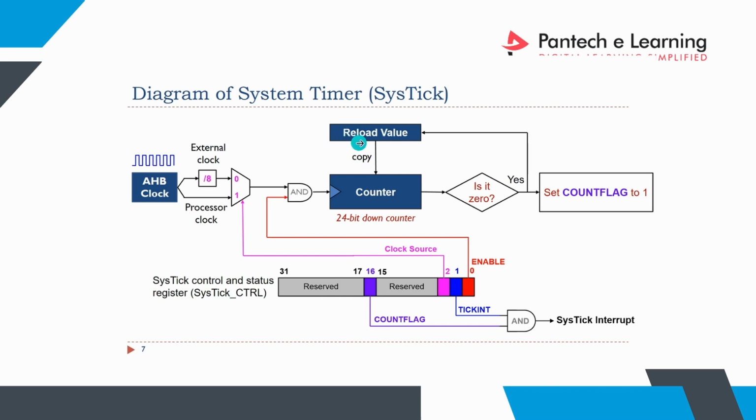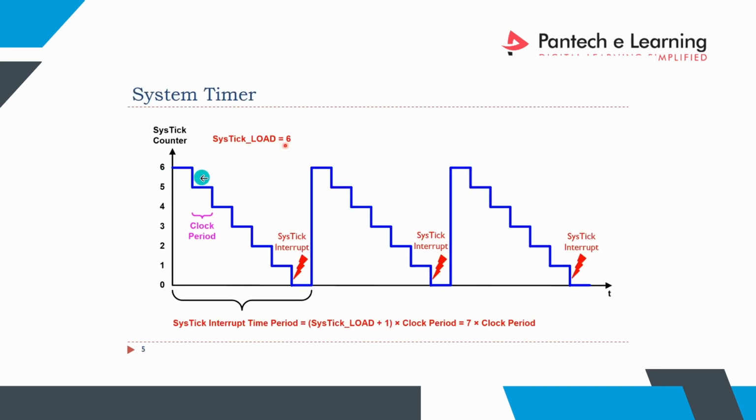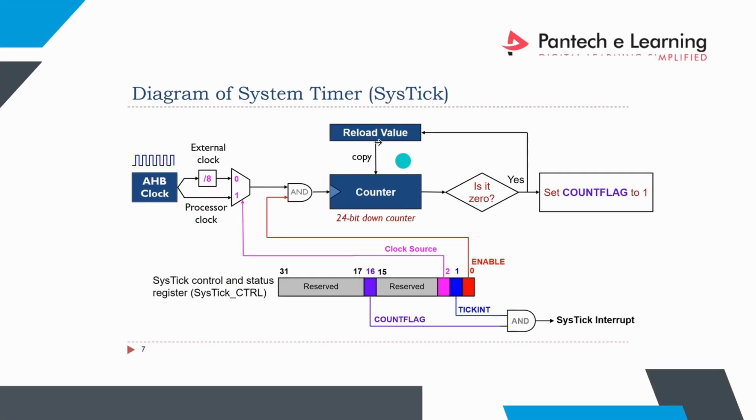I will set the reload value as 16. My clock is 16 megahertz, so we will take a scenario where I have to generate 1 microsecond. Every time, from the reload value to 0, it takes a time period of 1 microsecond. This is what I am going to generate. So I will give the reload value as 16 minus 1, which is 15.